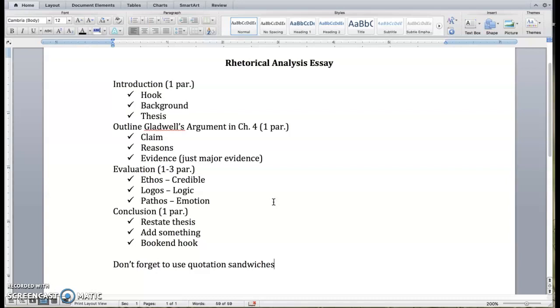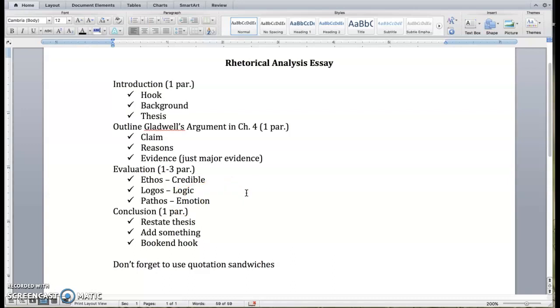So one simple way would be to have a paragraph about each appeal, where you evaluate ethos, you evaluate logos, and you evaluate pathos. That may be just the most straightforward way to go about it.